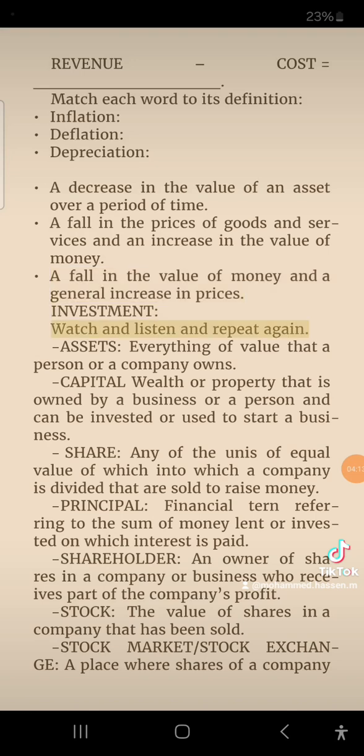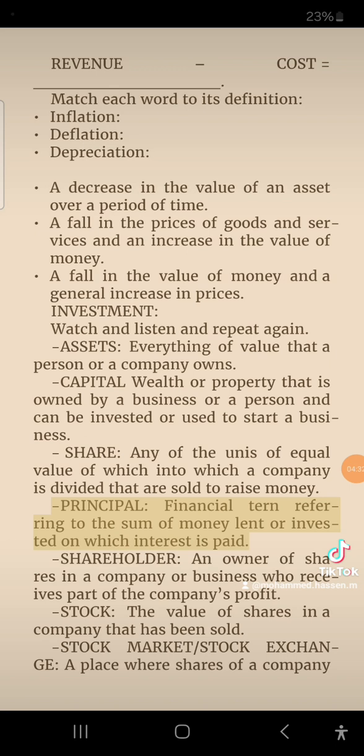Investment. Watch and listen and repeat again. Assets. Everything of value that a person or a company owns. Capital. Wealth or property that is owned by a business or a person and can be invested or used to start a business. Share. Any of the units of equal value into which a company is divided that are sold to raise money.